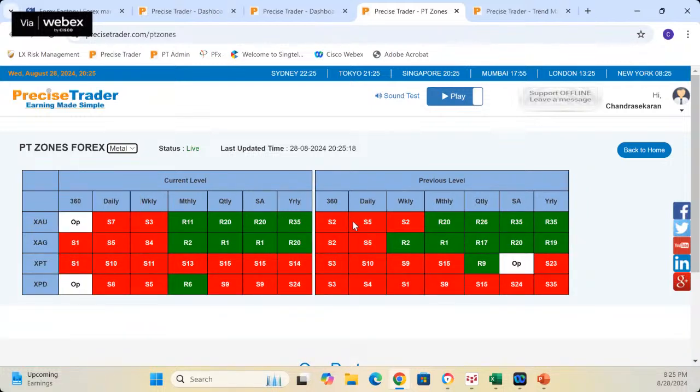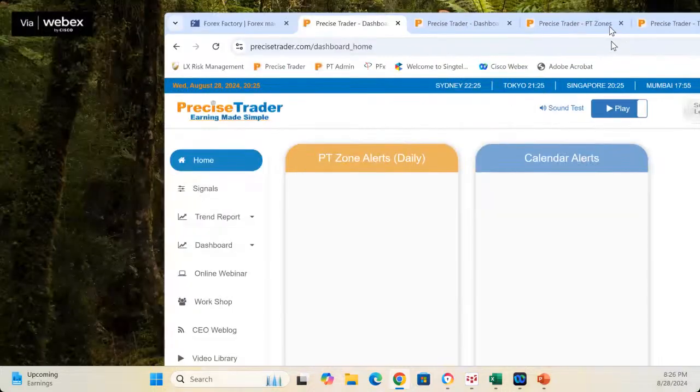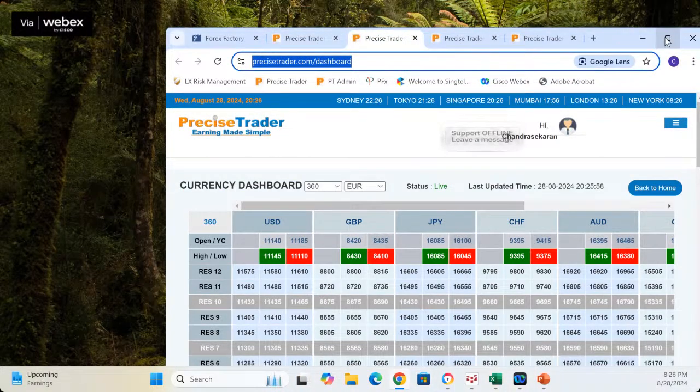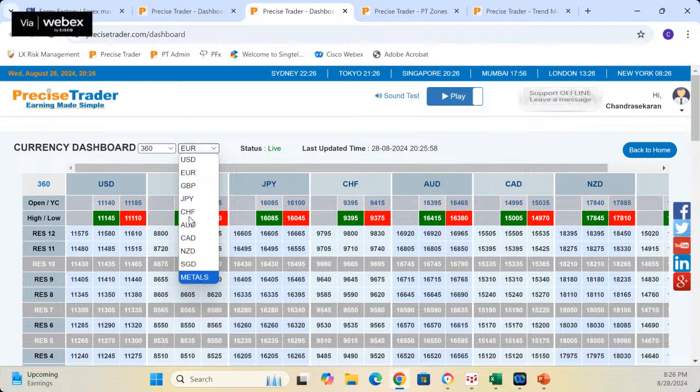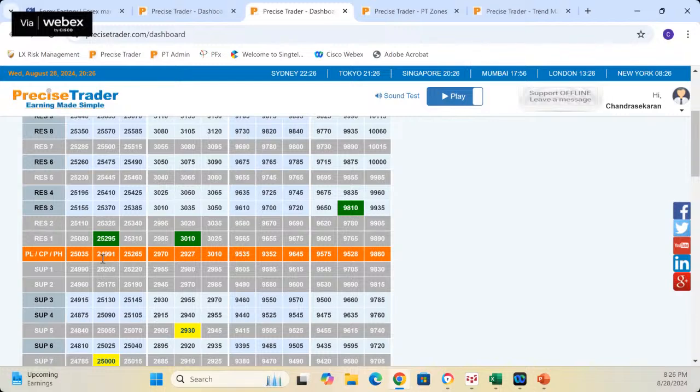The next thing we look at, I think this is also giving a strong selling force on the 360, daily and current week. So this is also a sell. Okay, let me get the figures. So we look at gold. Right now this is trading at 2499.